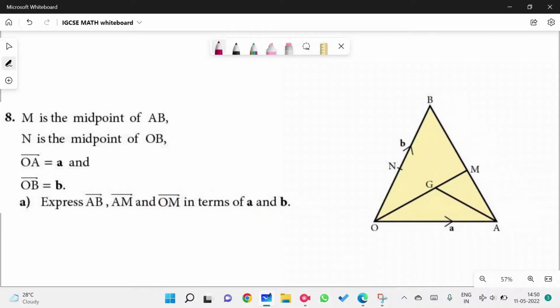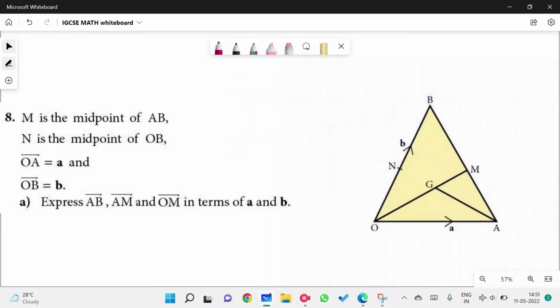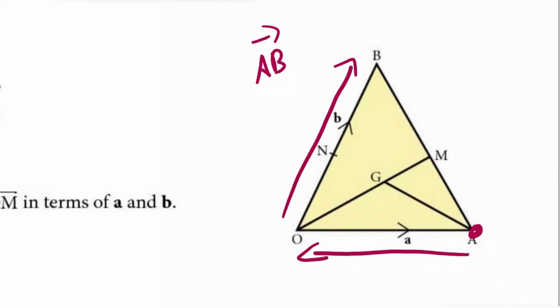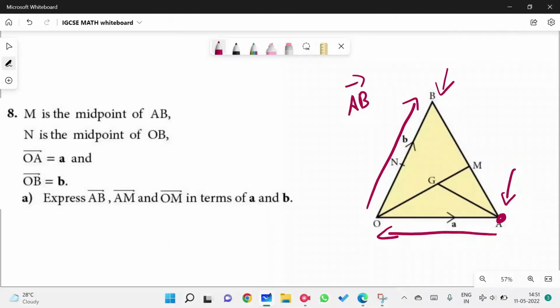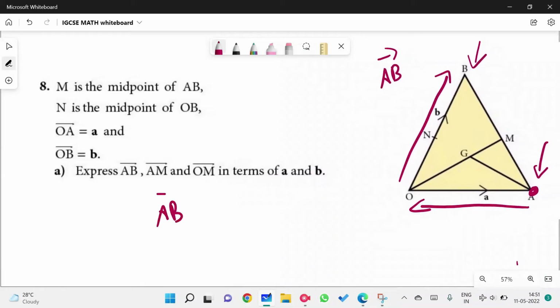Now you have to figure out a route starting from A to B. So when we say AB bar, we basically mean a vector which starts from A and ends at B. So let's look at the route here. Let's say that you start at A, and from A you go to O, and from O you go to B. So this way you are starting at A and ending up at B, and you get the vector AB bar. So let me just write it here. AB bar is equals to AO bar plus OB bar.